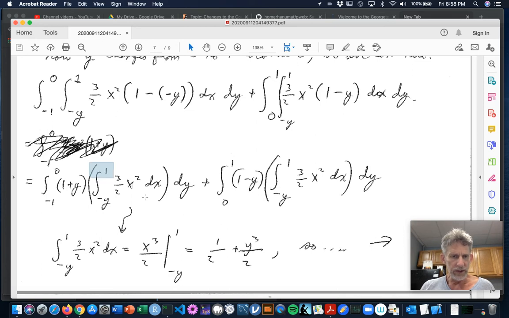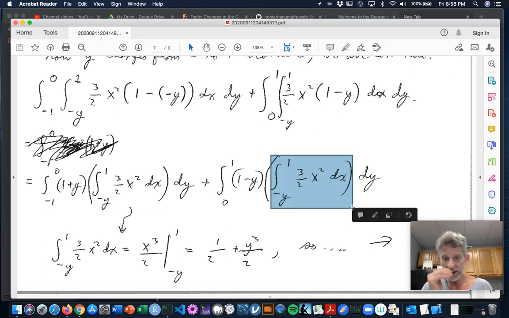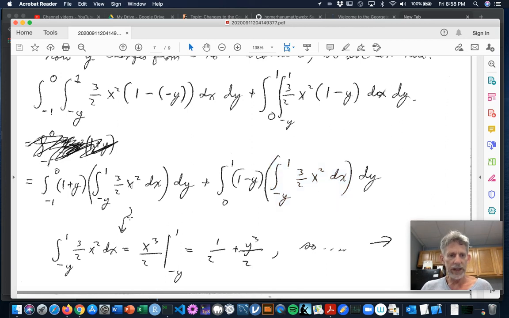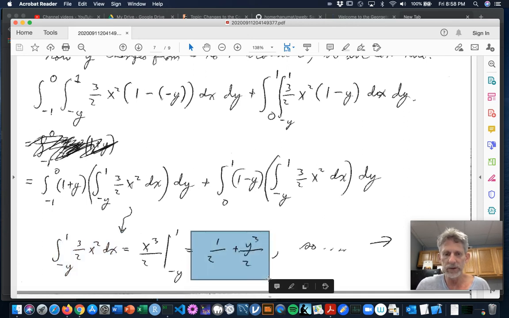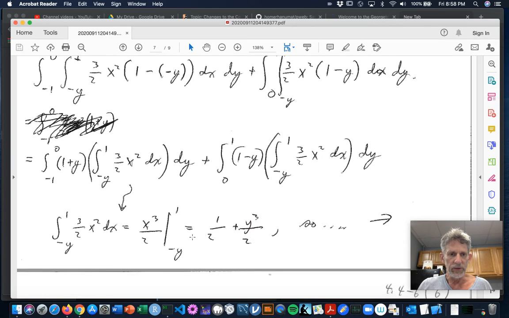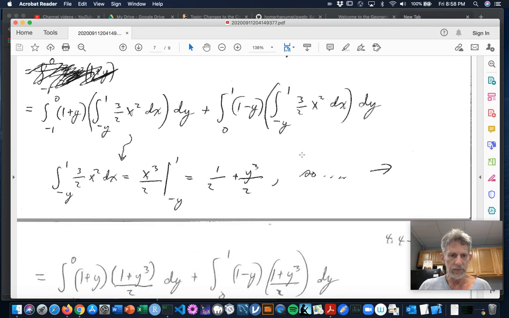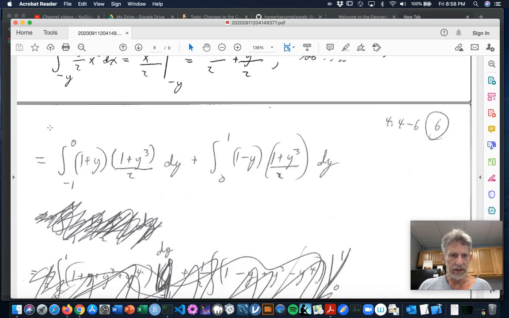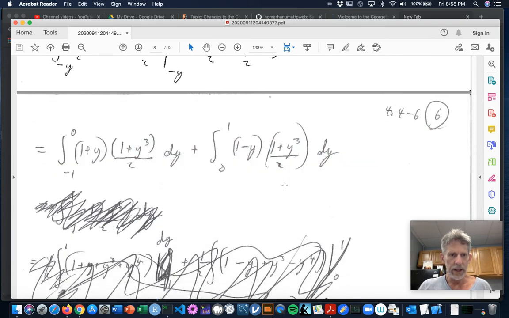And I'm noticing that both of the inner integrals here and here are the same expression. So let me just go ahead and get that expression in terms of y. I just evaluate this integral best I can, and I get 1/2 plus y cubed over 2. And so I'm just going to stick that in here and here, okay? And so I end up with this, okay?